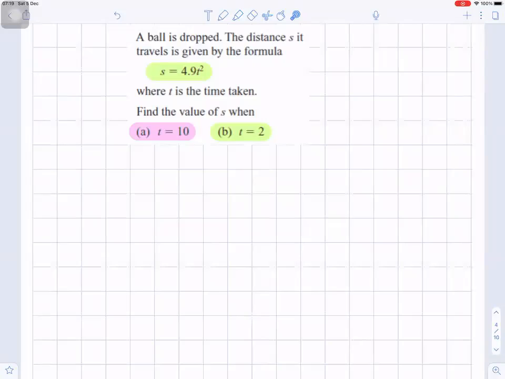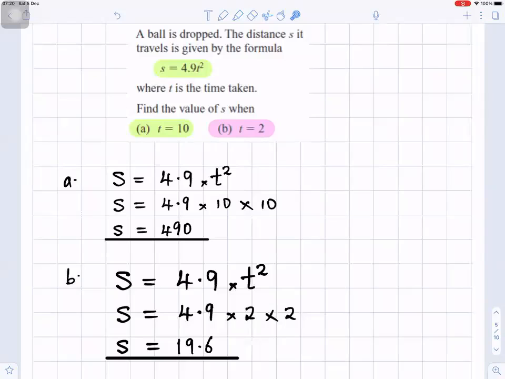A ball is dropped. The distance S it travels is given by the formula S = 4.9t², where t is the time taken. Find the value of S when t = 10 and when t = 2.